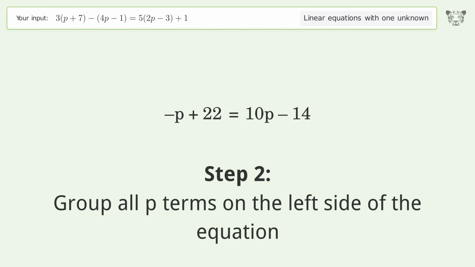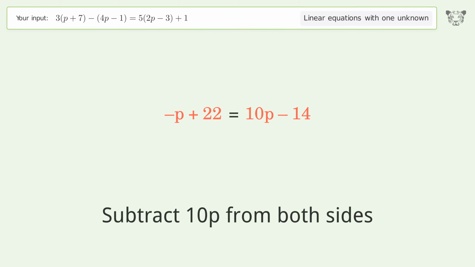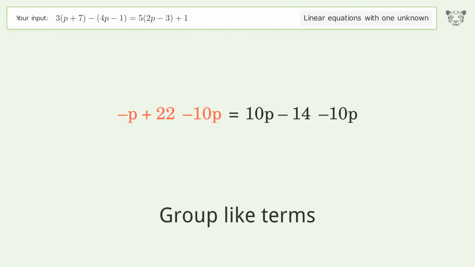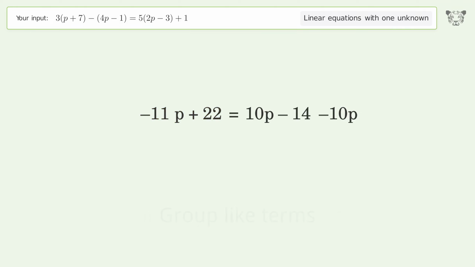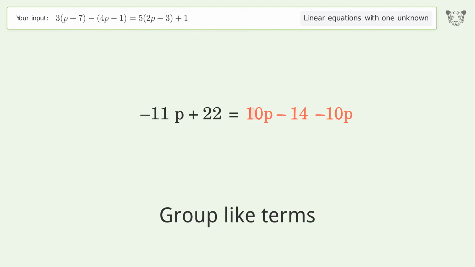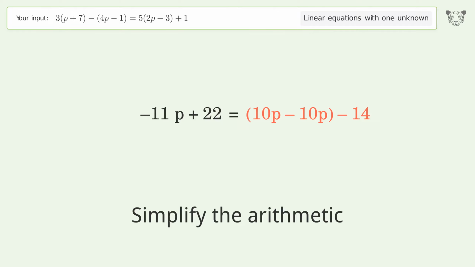Group all p terms on the left side of the equation. Subtract 10p from both sides. Group like terms. Simplify the arithmetic. Group like terms. Simplify the arithmetic.